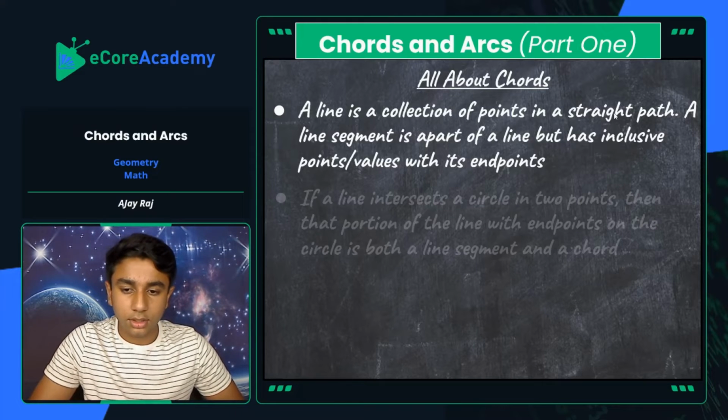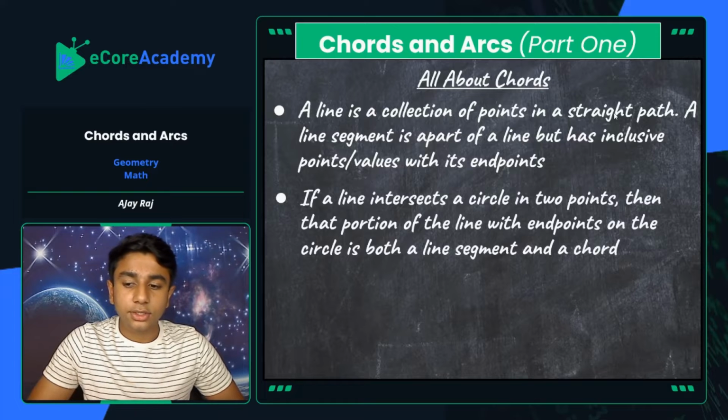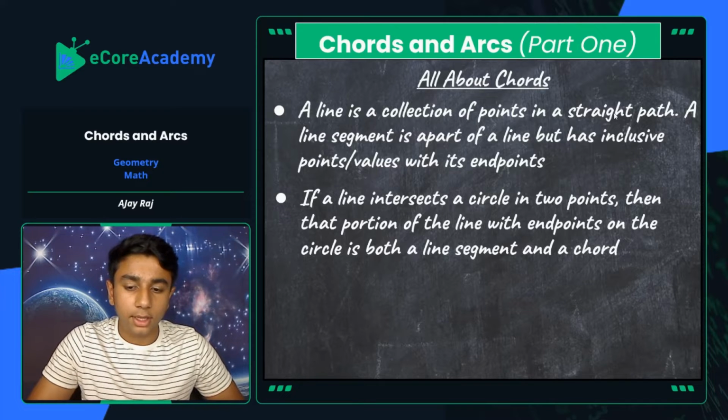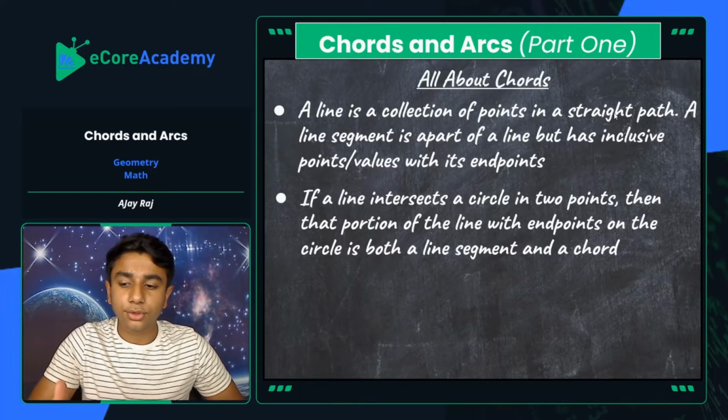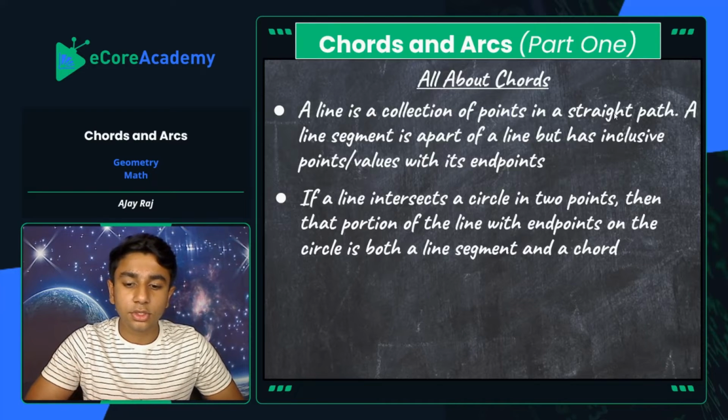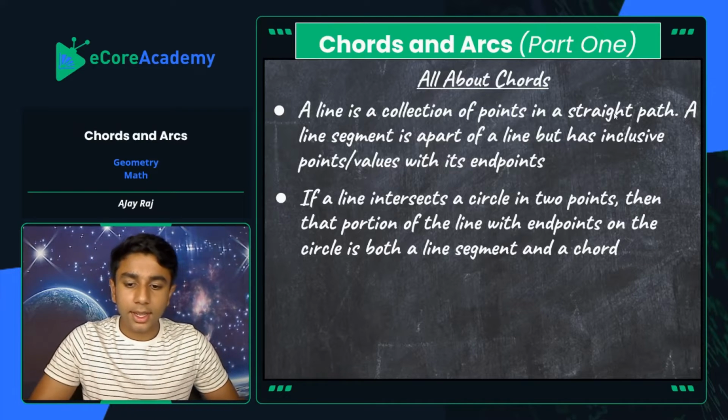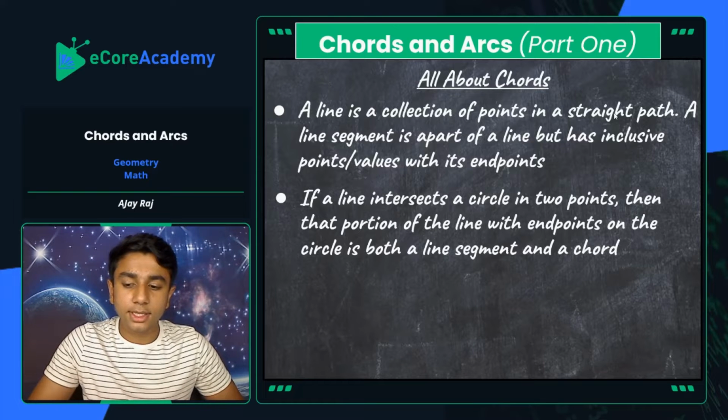And if a line intersects a circle in 2 points, so this is our definition of a chord, we're going to get into the definition of a chord and its underlying characteristic of being a line segment. If a line intersects a circle in 2 points, then that portion of the line with endpoints on the circle is both a line segment and a chord.